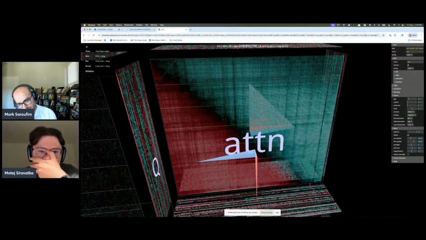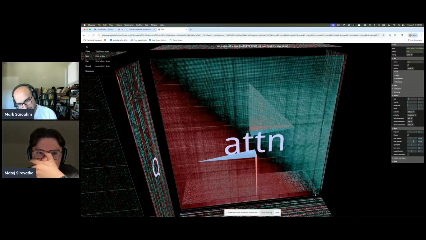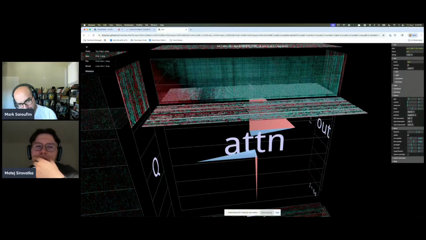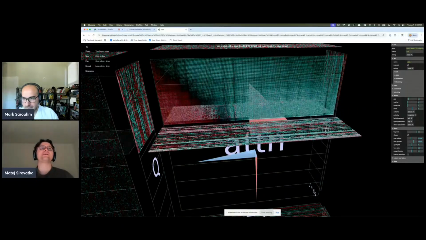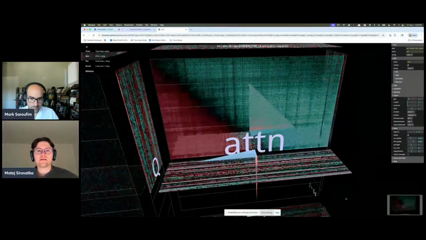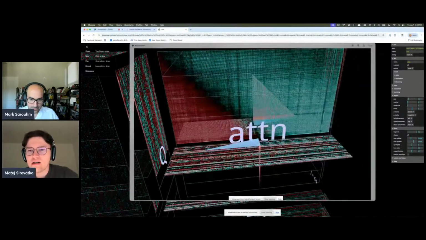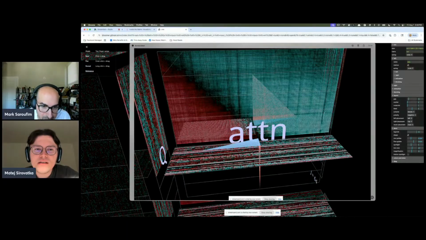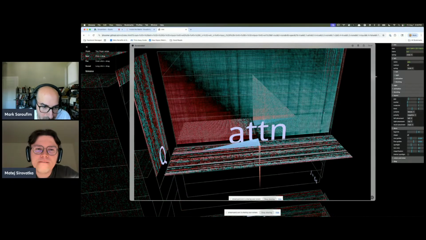Wait. So I think first row of... I think those are not random. I remember seeing somewhere that QK... Check this out. So you see here, we're basically taking an individual row of this and multiplying it by the entire K matrix, right?